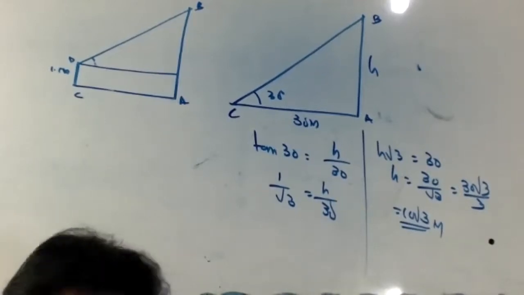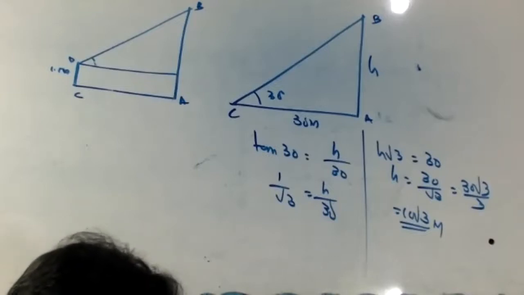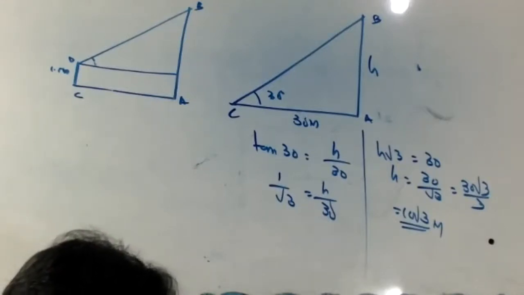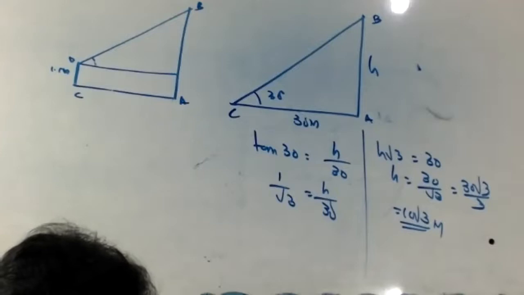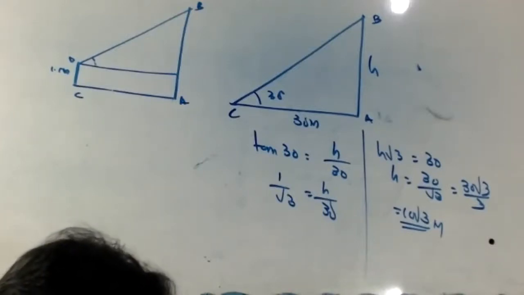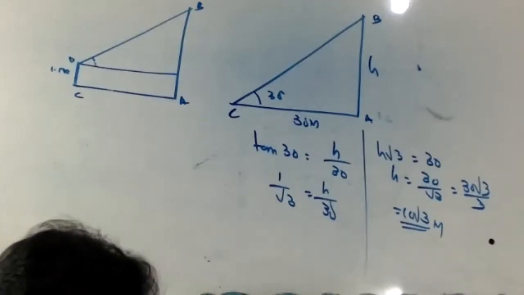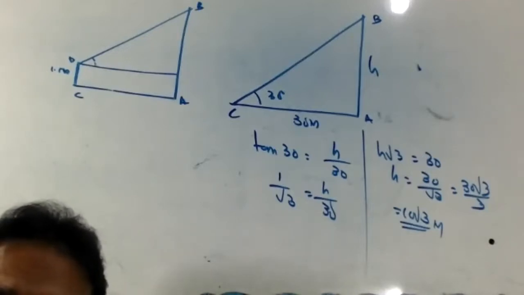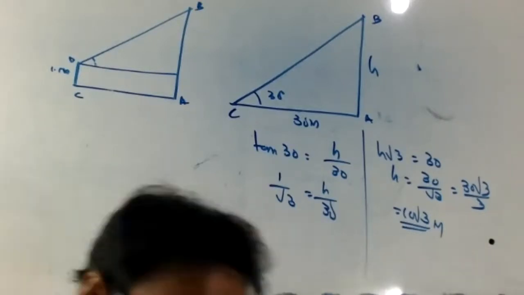Once again, a kite is flying at a height of 60 meters above the ground. The string attached to the kite is temporarily tied to a point on the ground. The inclination of the string with the ground is 60 degrees. Find the length of the string. Okay, look here, this also I'll explain to you.